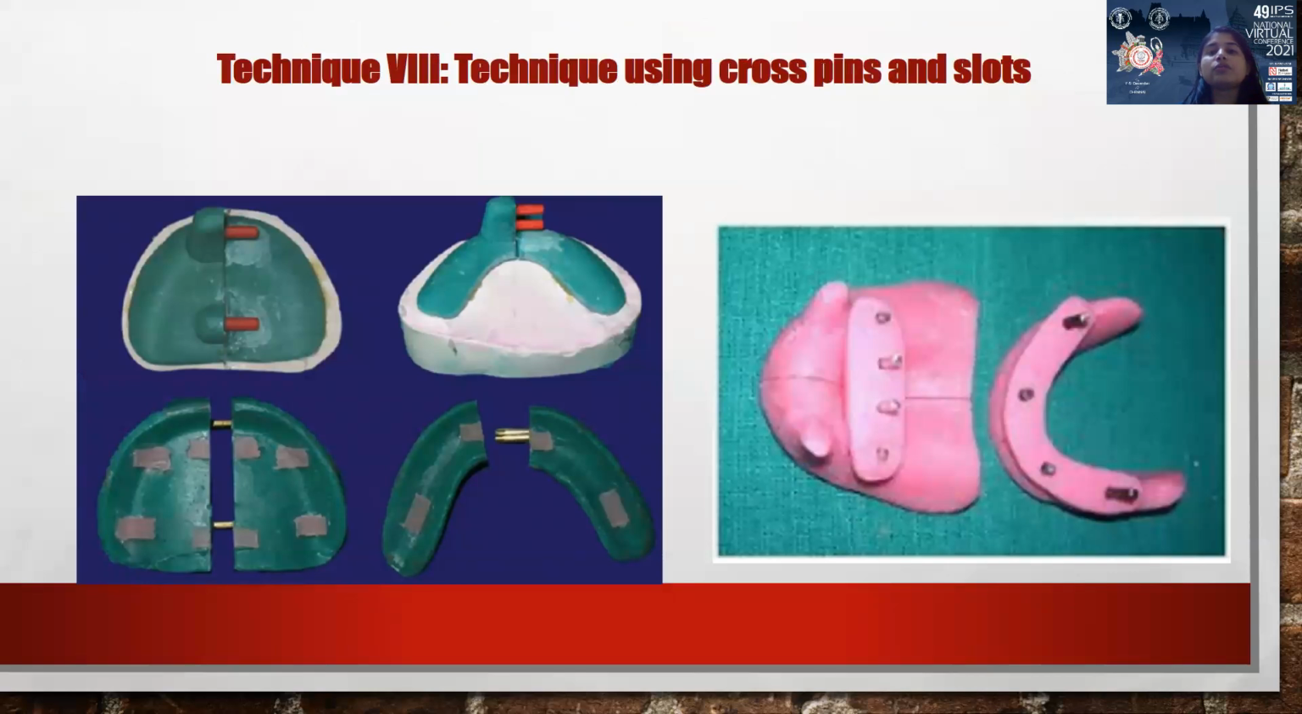Then technique using cross pins and slots. In this technique, we section a tray along with the handle. Then in the first section, we place cross pins, and in the other section, we place slots and attach both sections with the help of cross pins and slots.